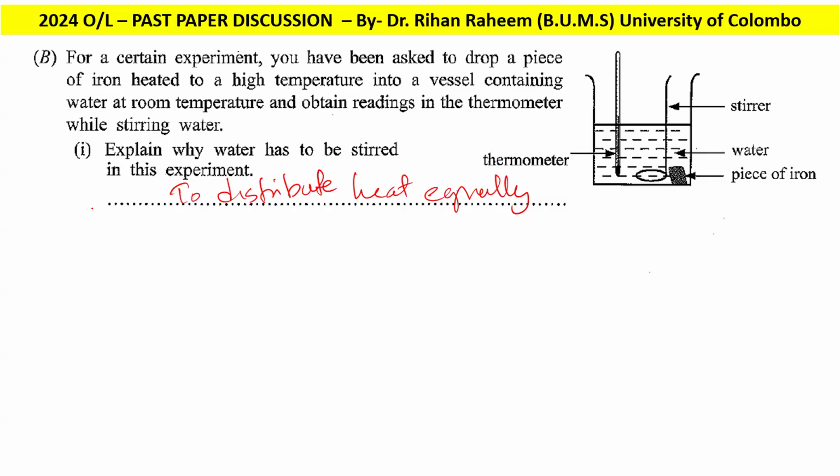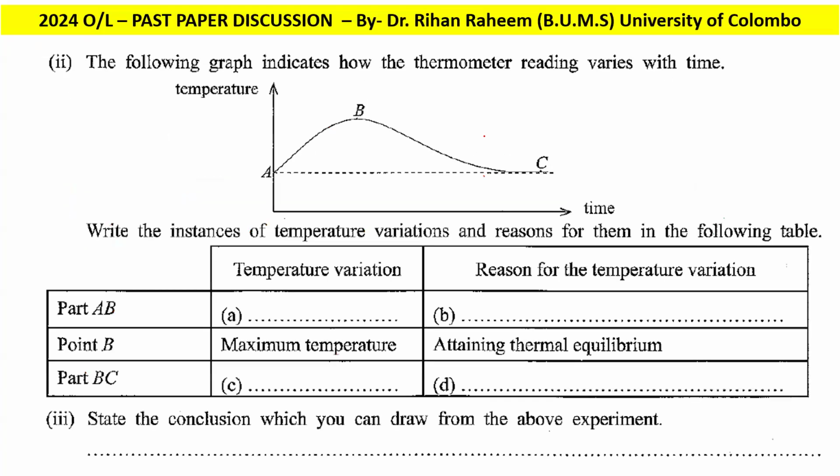Hari. So something related to this 1 mark. The following graph indicates how the thermometer reading varies with time. It will increase. After going to the maximum, it will reduce and come back to room temperature. Write the instance of the temperature variation and the reason for them in the following table. Part A to B. We'll see what type of answers they are expecting.